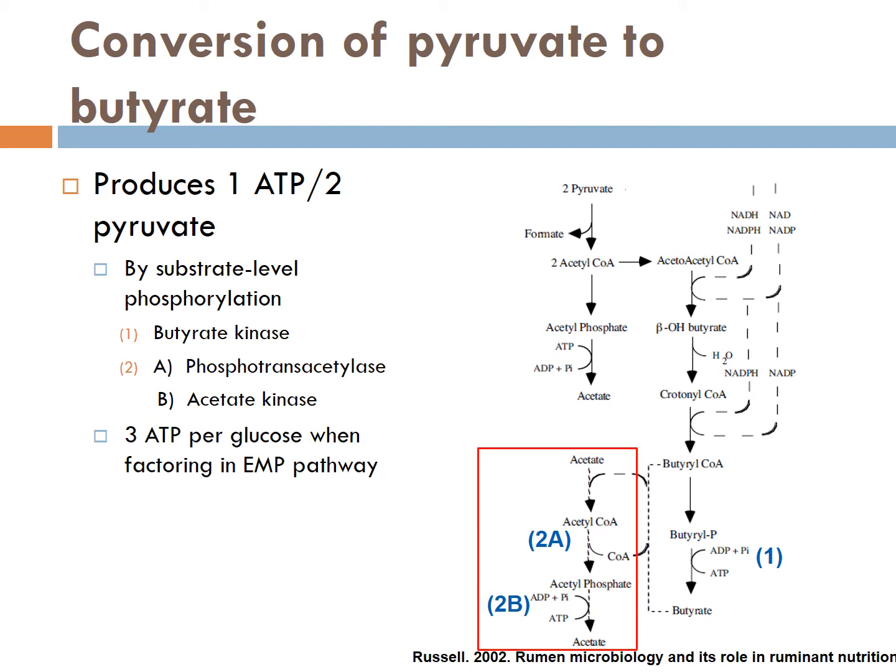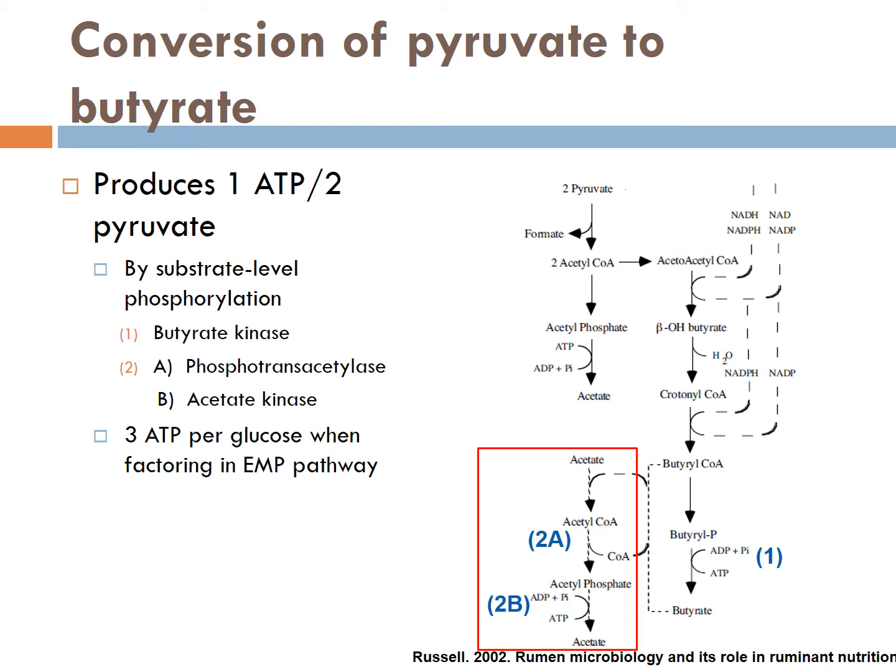The second way is more indirect. Butyryl-CoA is converted to butyrate, but this in itself does not form ATP. Rather, ATP is formed through a series of steps involving phosphotransacetylase and acetate kinase. Butyryl-CoA donates its CoA group to acetate, forming acetyl-CoA. The acetyl-CoA is then converted to acetylphosphate by phosphotransacetylase. Finally, ATP is formed when acetate kinase uses acetylphosphate to phosphorylate ADP.